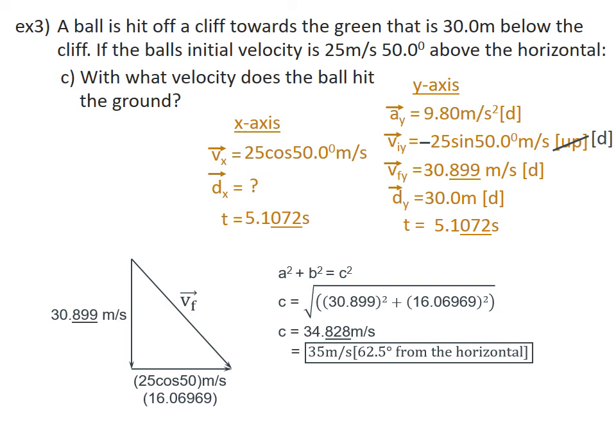And we also need a direction. So I'm going to have to use tangent because this is a vector. Using opposite over adjacent and then inverse tan of that number gives me 62.5 degrees from the horizontal.